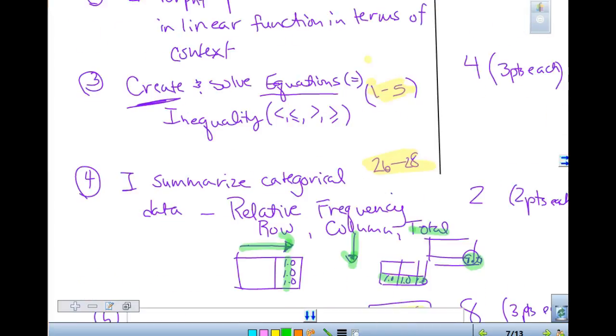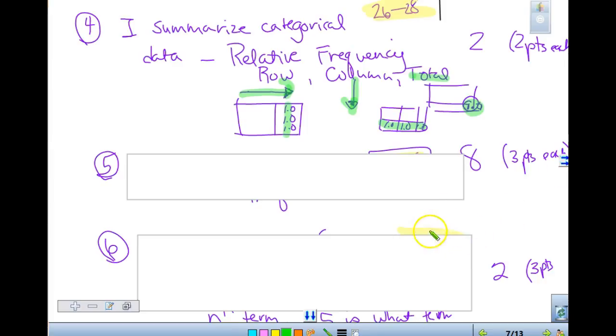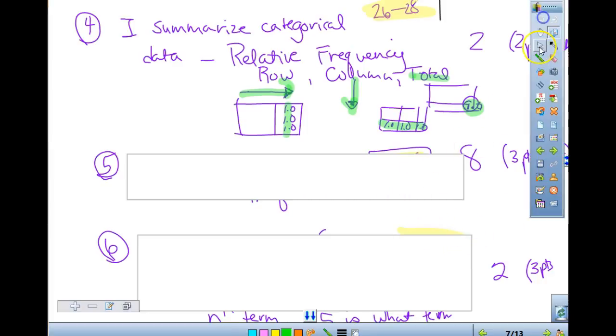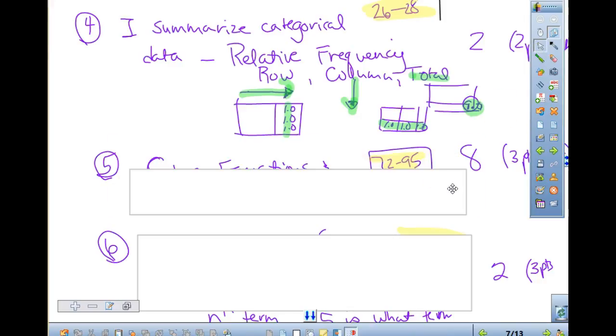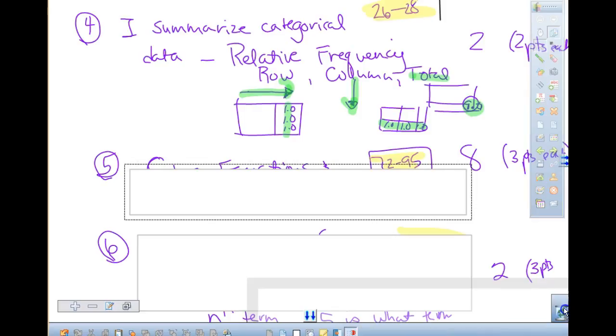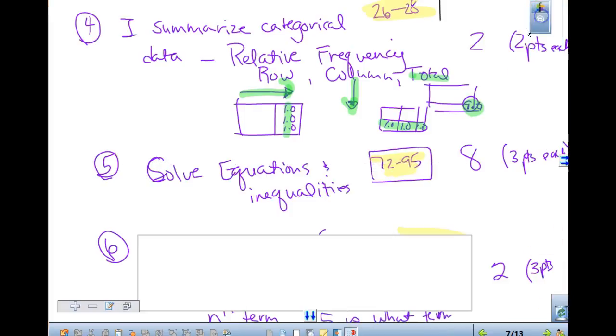The last standard that we are going to be taking a look at, is it the last one, or is it two more? Two more. So, the next one that we are looking at is for questions 72 to 95. Those are where I ask you to solve the equation or the inequality. This is where you had the absolute values. This is where you had the compound inequality. So, there will be 8 questions, 3 points each.